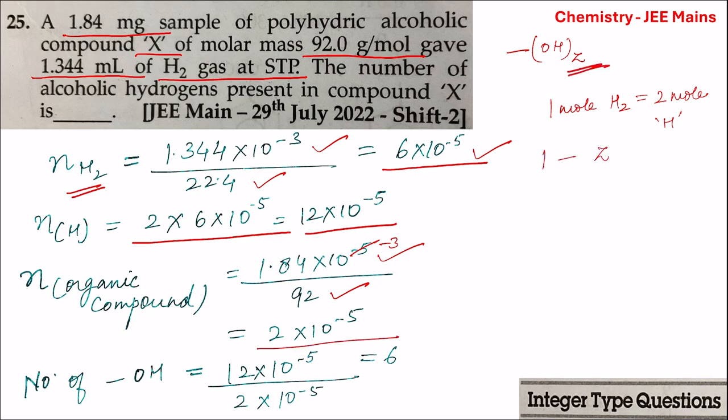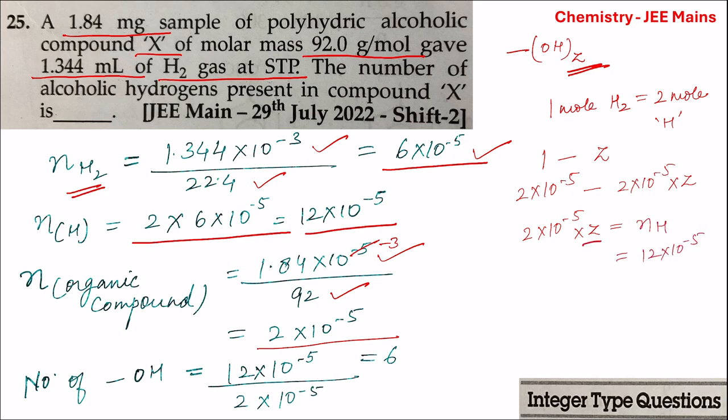Now 1 mole of organic compound contains Z moles of OH group. Therefore 2 into 10 to the power minus 5 moles of the organic compound will contain 2 into 10 to the power minus 5 into Z moles of OH group, and this is also equal to moles of hydrogen atom. So it can be written that 2 into 10 to the power minus 5 into Z is also equal to moles of hydrogen atom, and moles of hydrogen atom is 12 into 10 to the power minus 5.